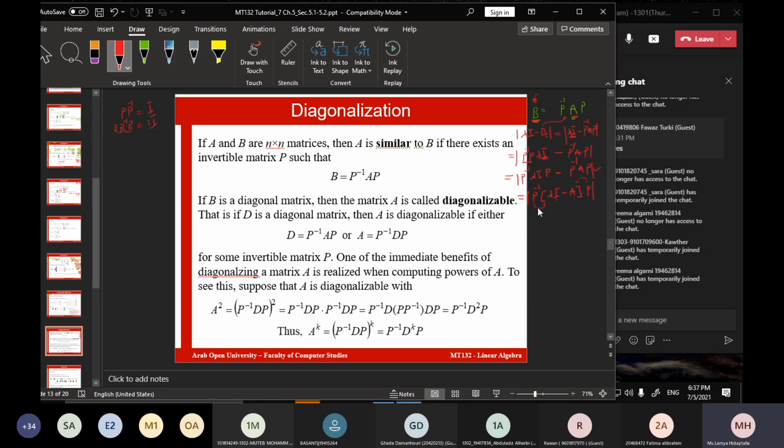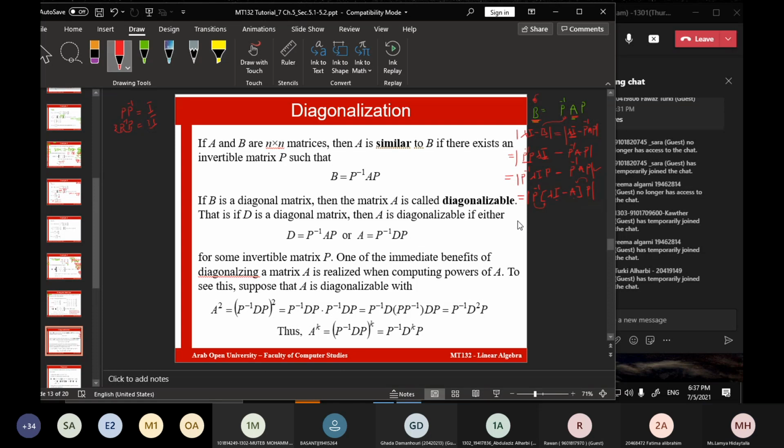Actually, we can write this as the determinant of P inverse times the determinant of lambda I minus A. We take the determinant, so for any two matrices A and B, the determinant of their product is the determinant of A times the determinant of B, correct? So we can use it here: this determinant times this determinant times the determinant of P. And the determinant of P inverse is 1 over the determinant of P, correct? So this is times the determinant of P, and then times the determinant of lambda I minus A.